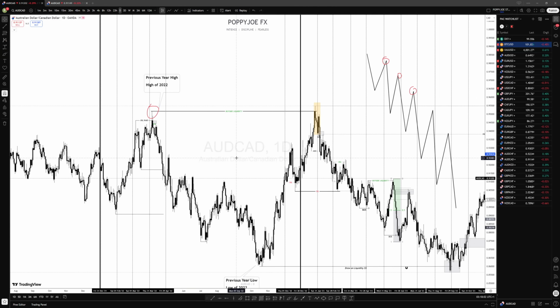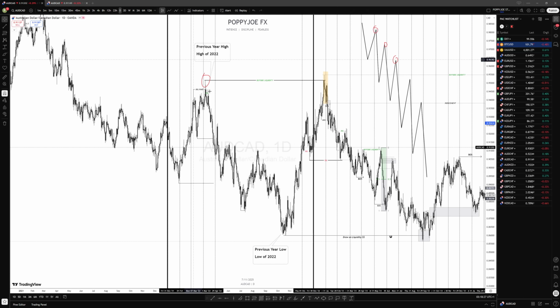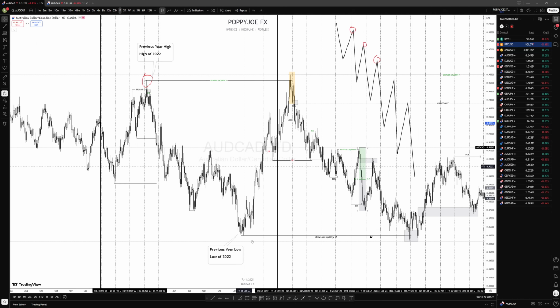So the CRT model is the same thing, right? If price takes out the range, like look, in this case now, this is our range. The high here to the low here is our range. And now price has traded all the way now to take out the range high. So where must it go to? It must go to the candle range low, which in this case is the previous year low.